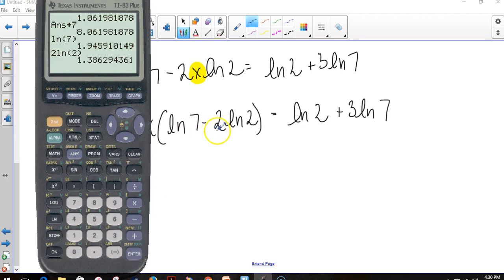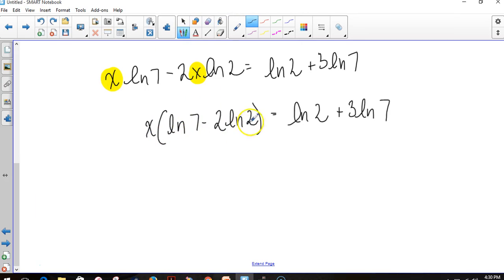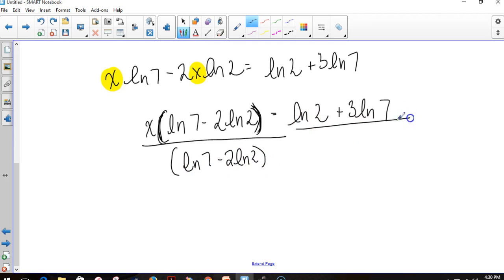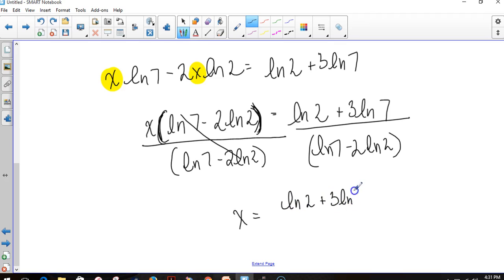So ln of 7 minus 2 ln of 2 is about 0.6-ish, but you can't just round off wherever you want to round off. So we're going to leave this as a package number. Instead of saying it's about 0.6, we're going to leave it just like this and divide that off on both sides, the whole thing. Anything over itself is a 1, and so x is ln of 2 plus 3 ln of 7 over ln of 7 minus 2 ln of 2.